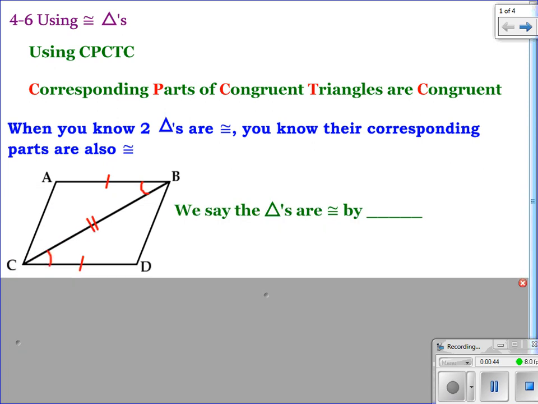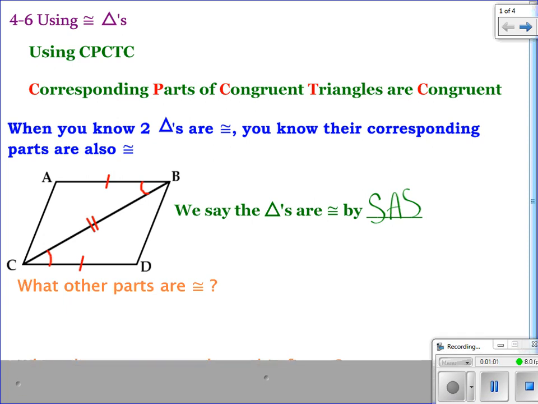For instance, on this one, what shortcut would we use? Yep. So those two triangles are exactly the same shape and size using this shortcut, side angle side. What other parts are congruent to each other then? There's three more things that are congruent.